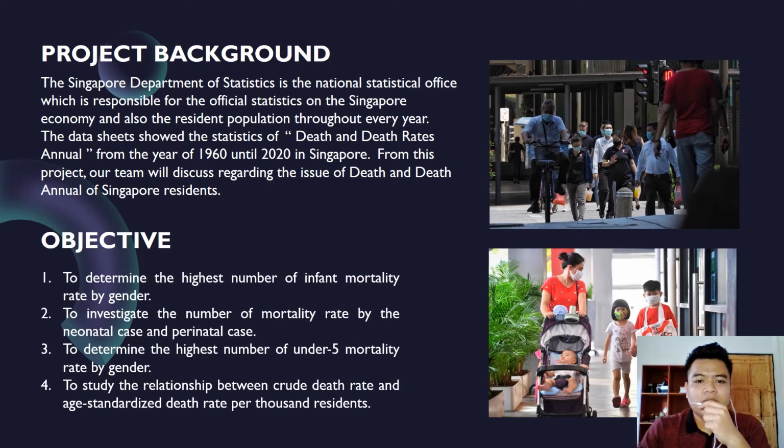There are a few objectives that we wanted to achieve throughout the project. The first is to determine the highest number of infant mortality rate by gender. Secondly, to investigate the number of mortality rate by neonatal case and perinatal case. The third is to determine the highest number of under 5 mortality rate by gender. And lastly, to study the relationship between crude death rate and age standardized death rate per thousand residents.